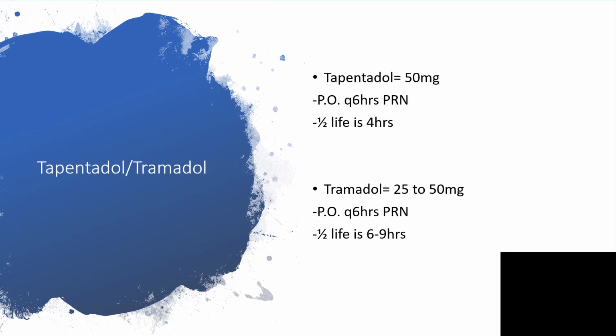The pentazocine or tramadol. Pentazocine 50 milligrams every 6 hours as may be required. The half-life is 4 hours. That's why we're not giving it every 4 hours. Okay. Tramadol 25 to 50 milligrams every 6 hours. Take note of this half-life, 6 to 9 hours.